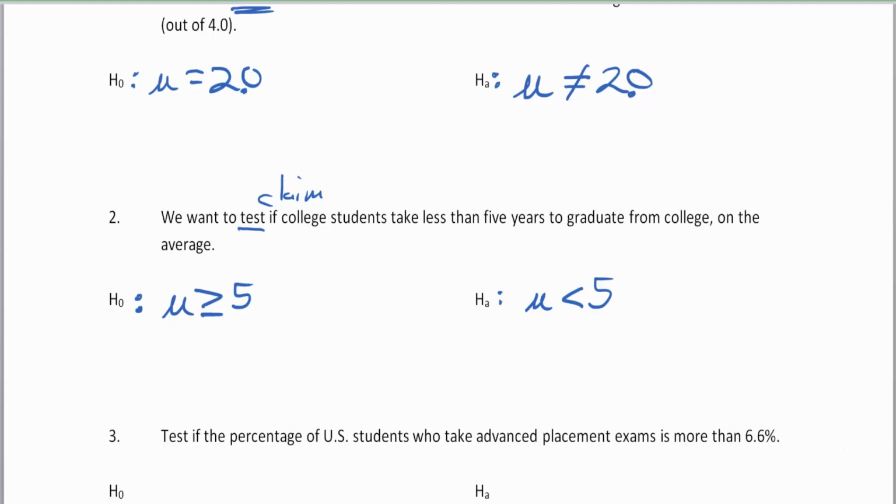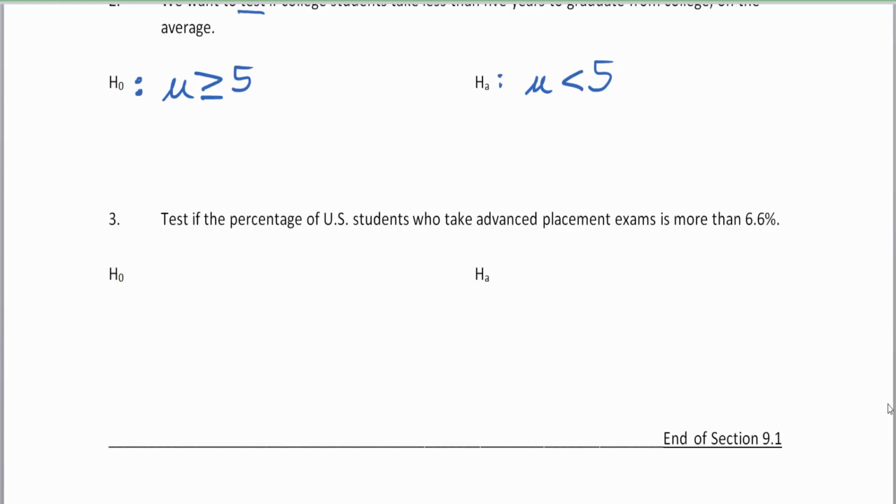but a lot of times people like to play opposites off of the alternative. Okay, so this last problem before the end of this video deals with a percentage. The percentage is not an average. Your percentage is actually going to be given a special letter. In this case, it's going to be given letter P for percentage, but also this is the percentage of success, and we're going to give it a little p sub 0 here. So this is testing if the percentage of United States students who took an advanced placement test is more than 6.6%. In this case, it's not a mu, it's a p sub 0.